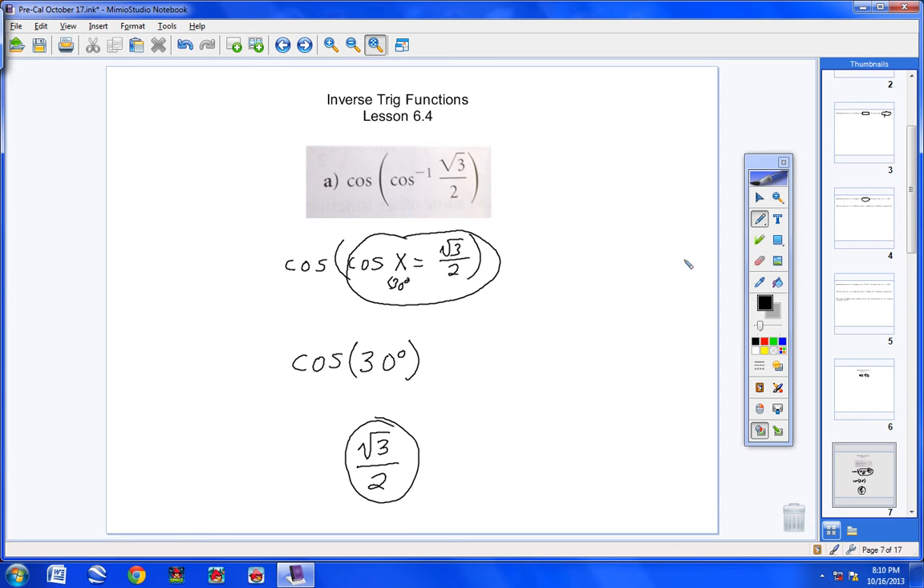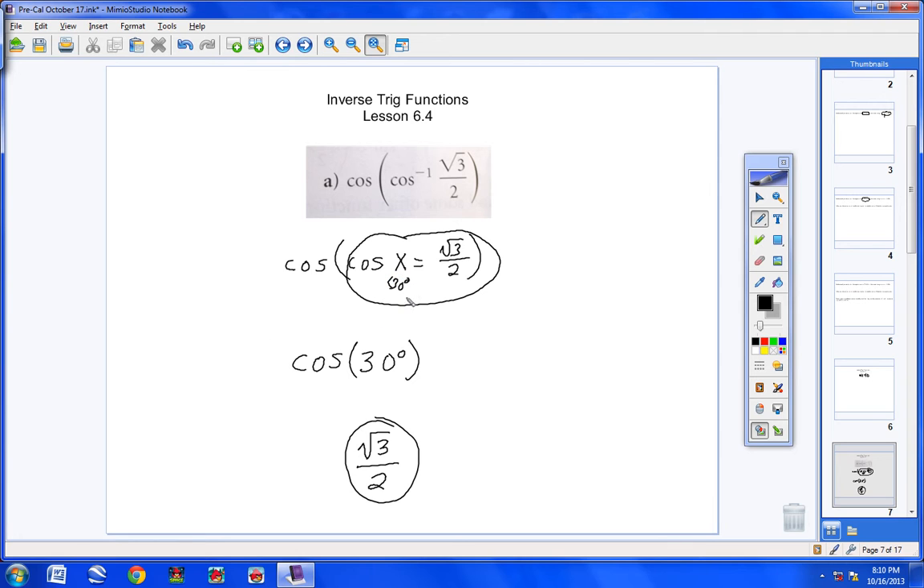Do you not see what we did here? Watch this carefully. We said, what angle, when you take the cosine of it, gives you square root of 3 over 2? And we got 30. Then we said, what's the cosine of 30? Well, it's square root of 3 over 2, like we just learned right here. So, either way, you can kind of look at that.